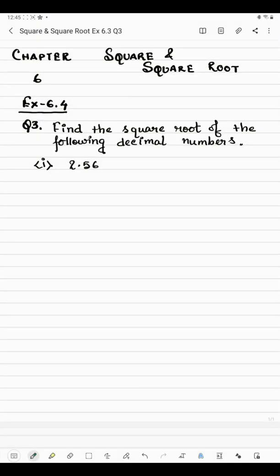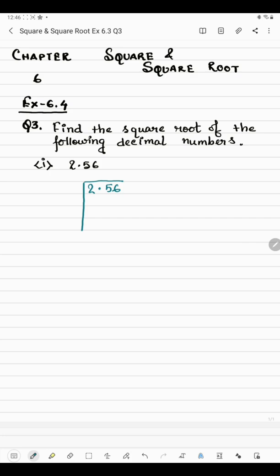Students, so now I'm going to start question number 3 of exercise 6.4. Question number 3 says find the square root of the following decimal number. So here we have 2.56. So we will have to find the square root of this, and again we will be following the same process.